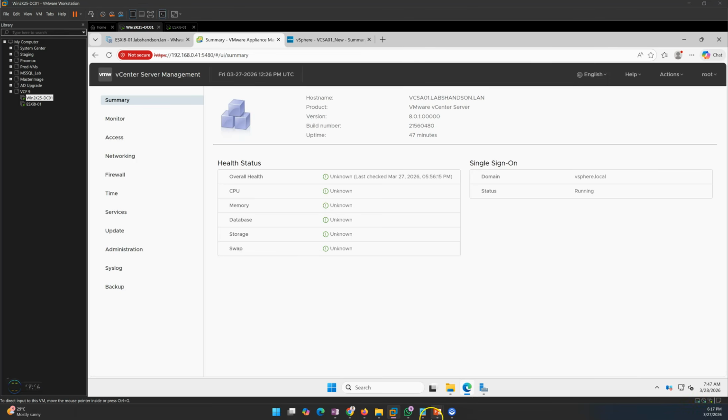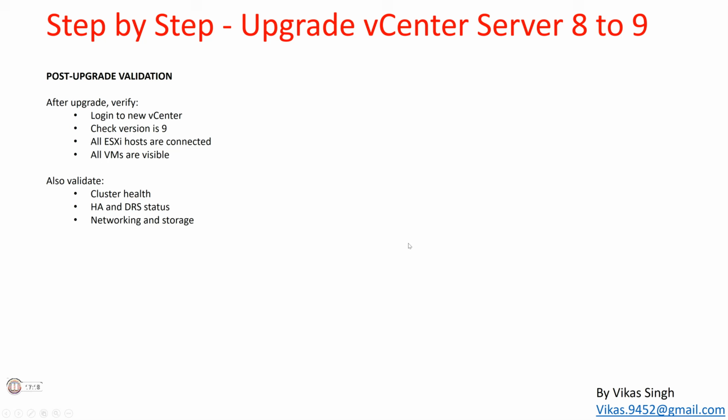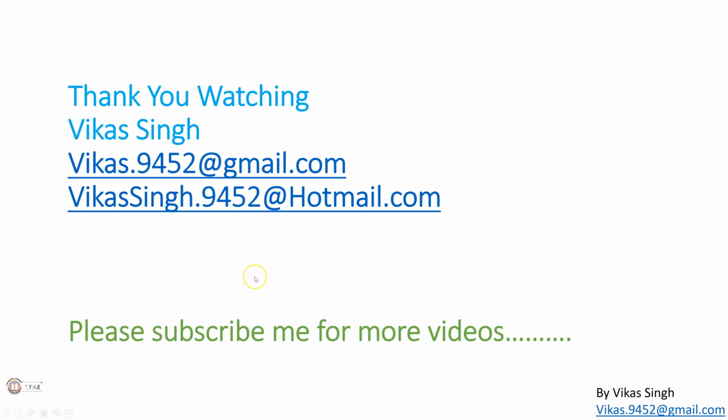So this is good, and this is pretty much what I wanted to cover in this video. For post upgrade checks, you can log in to the new vCenter, check that the version is 9, all hosts are connected, and VMs are visible. You can also perform validations such as cluster health, HA, DRS status, networking, and storage. So this is the complete step-by-step process for upgrading vCenter server from version 8 to version 9 using the safe migration approach.